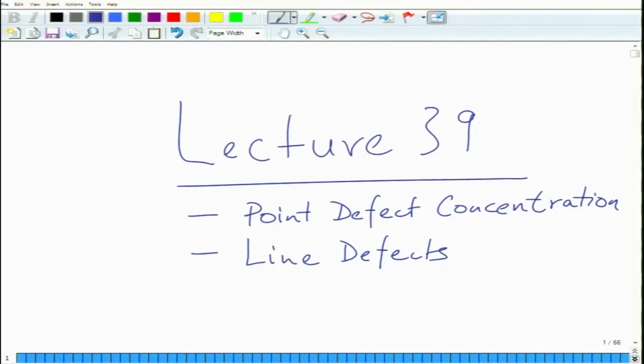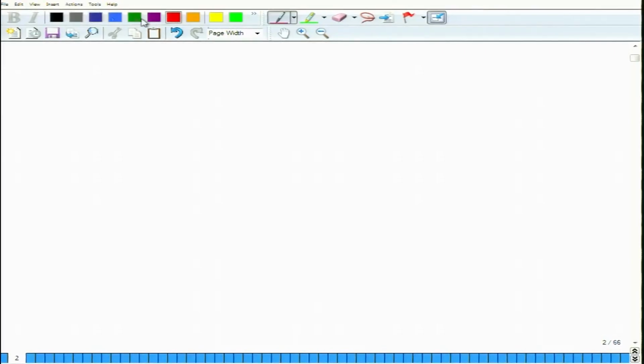Okay, so we begin lecture 39 now, in which we will talk about point defect concentration and the line defects. What we talked about in the last lecture was that materials in reality have various defects, and depending upon the nature of the defect they can be classified in 3 categories: point defects, which are 0 dimensional defects; line defects, which we have not talked about yet; and 2 dimensional defects. Line defects are 1 dimensional defects, and 2 dimensional defects are surfaces, basically grain boundaries, twin boundaries, which we will talk about in perhaps this lecture or next lecture.